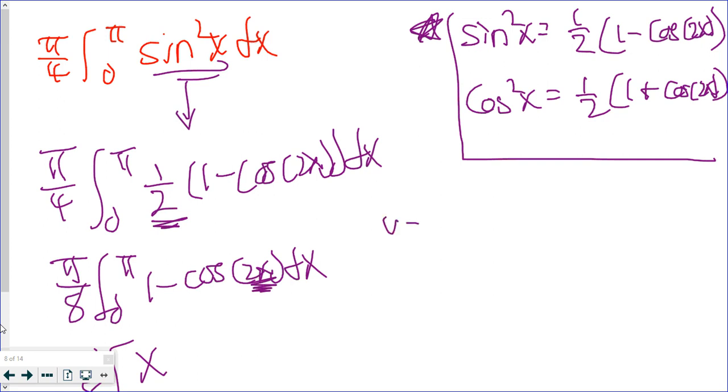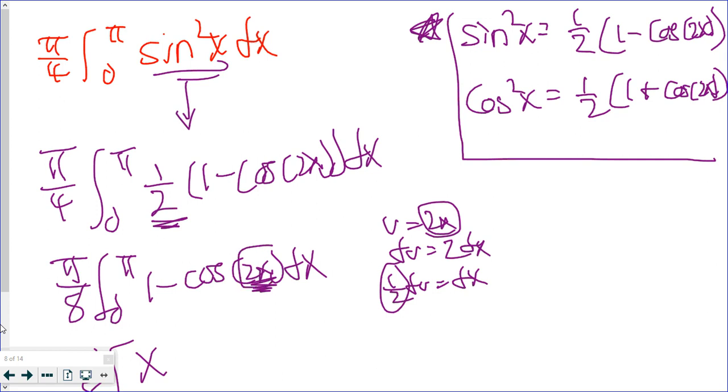If I do u sub, u equals 2x, du equals 2 dx, and then 1 half du equals dx. But here's the thing. If you ever let u be a constant times x, like 4x, 3x, 5x, whatever it is, it's just going to come out as a fraction. So I want us to get to a point where we don't do u sub for a constant times x. I want us to get good at saying, okay, the integration of cosine is sine.